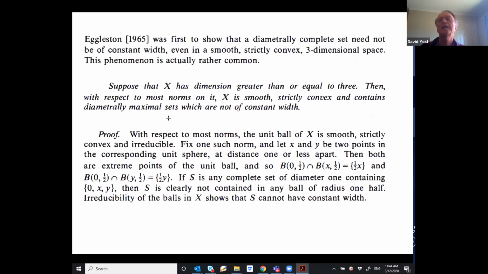If I consider any such norm, I claim that any such norm has this property. So I have to find a diametrally maximal set which is not of constant width. Well, with these other conditions, it's not hard. If I take 2 points in the unit sphere which are at distance 1 apart or closer, then the intersection of the ball with center 0 and radius 0.5 and the ball with center x and radius 0.5 is exactly the point 0.5x, because the norm is strictly convex, and the same happens for y.